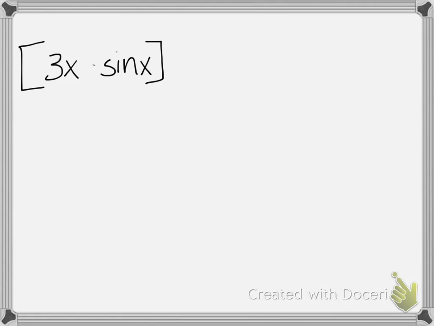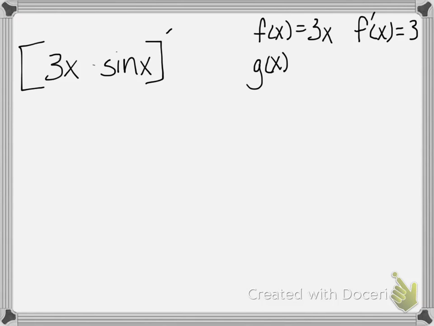And one thing you can do just to help you keep things straight until you get used to seeing this, and you want to take the derivative, just go ahead and label them. Say you're going to have your f of x is equal to 3x, and then take the derivative of it. This is going to be equal to 3, and then say your g of x is equal to sine x, and so our g prime is just cosine x.